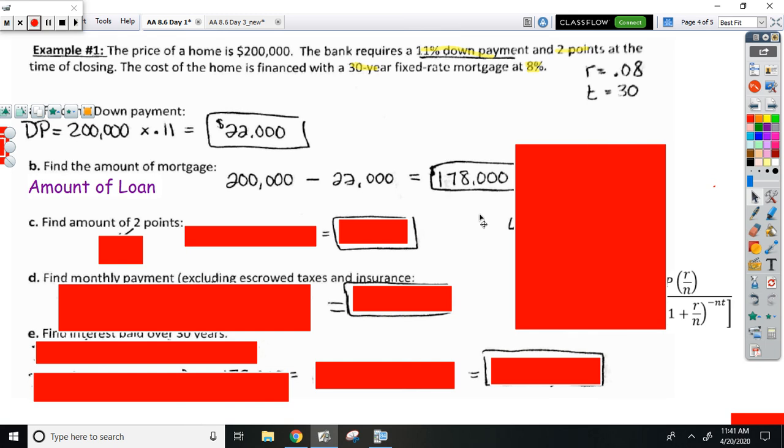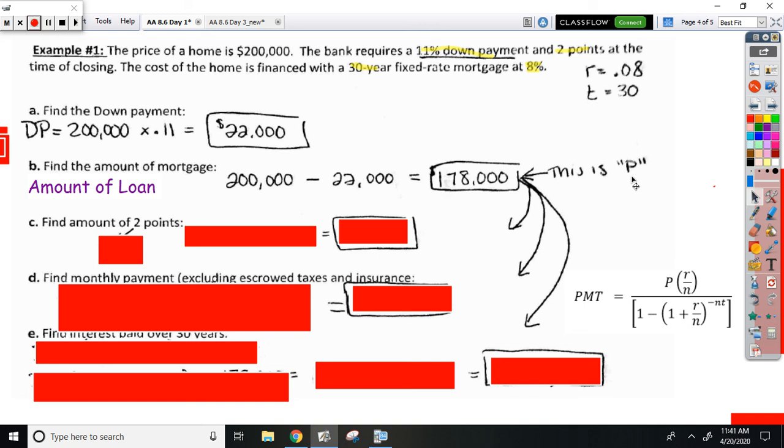Now it's super important to realize that after you get this amount, this is now your P value. This will be used in all of your subsequent calculations. So once you find this amount of mortgage, you basically want to ignore the $200,000 from then on. Don't use that number again in any of your calculations. Please make note of this on your notes.